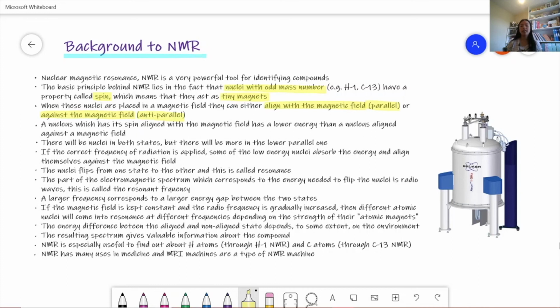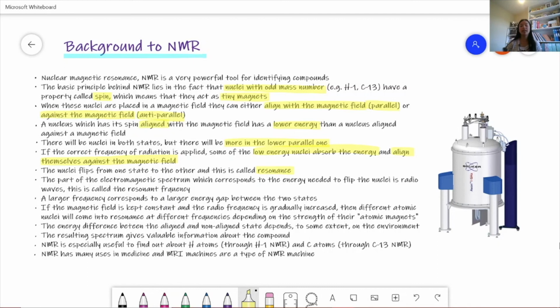And a nucleus which has its spin aligned with the magnetic field has a lower energy compared to a nucleus aligned against a magnetic field. And there will be nuclei in both states, but there will be more in the lower parallel one. If the correct frequency of radiation is applied, some of the low energy nuclei absorb the energy and align themselves against the magnetic field. The nucleus then flips from one state to the other, and this is what we call resonance.